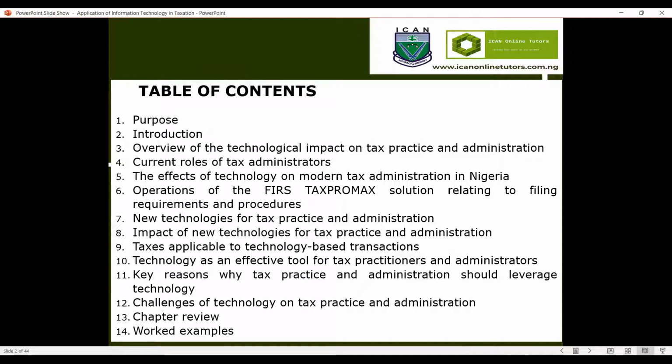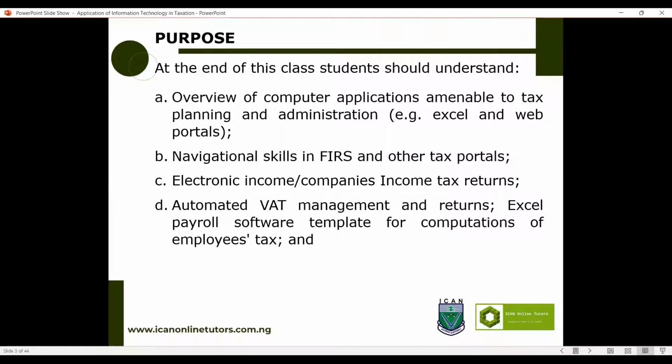Then lastly, we are going to give a work example assignment to prepare students for the coming exam. Okay, so at the end of this class, we have a view of computer applications amenable to task planning and administration.